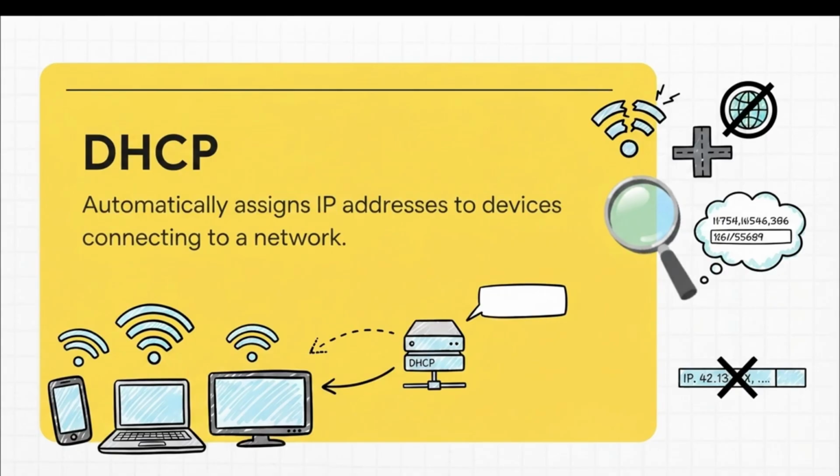Without it, you'd have to manually type in a huge string of numbers for your phone, your laptop, your smart TV, everything. And if DHCP fails, that is exactly why you get those incredibly frustrating connected but no internet errors. Your device is technically on the local network, sure, but without an IP address, it can't actually go anywhere.